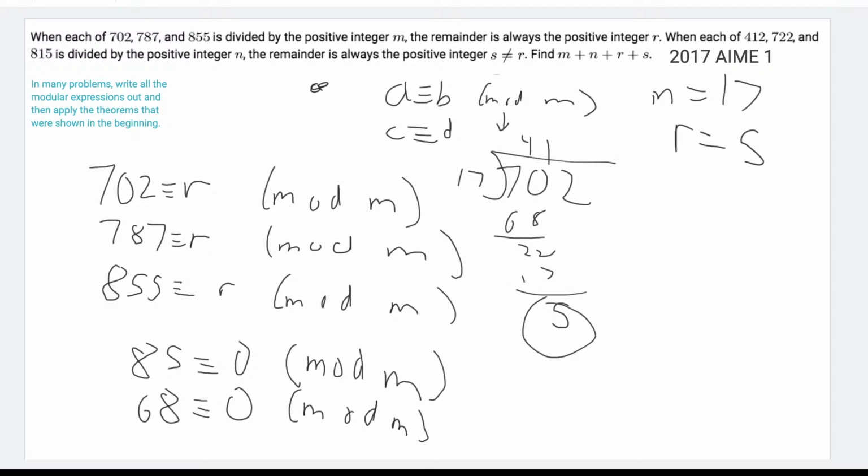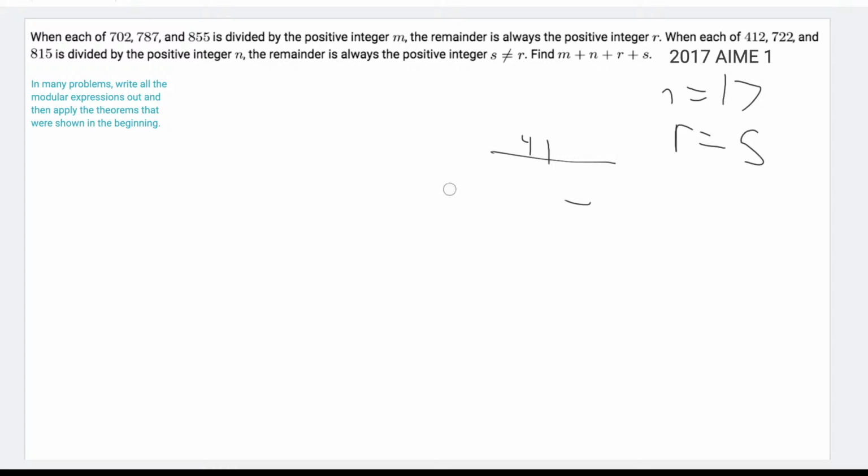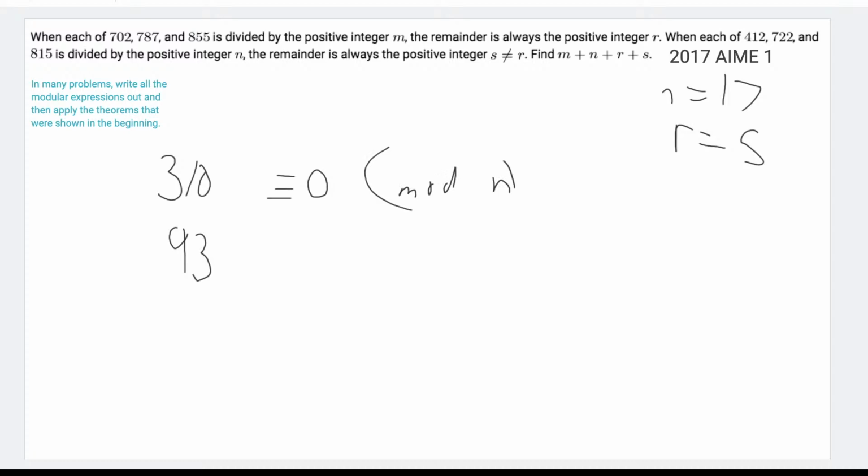So now we will do the same process for the next terms, which are the positive integer n and the remainder s. But instead of writing it out, we know that if we subtract these terms from each other, the remainder will be 0 in mod n, which means 722 minus 412, which is 310, and 815 minus 722, which is 93. They all have to be 0 in mod n. Now all we do is take the GCD of both of these numbers to find n, and you'll find that 31 is the GCD. So that is the number we're dividing by in this case.